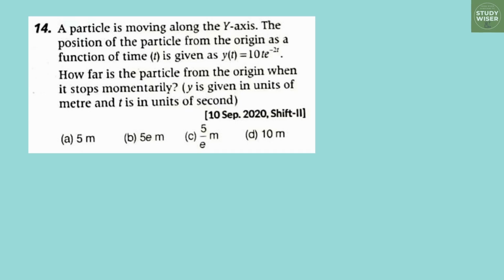Now 14th question వచ్చేసి a particle is moving along y-axis. The position of the particle from the origin as a function of time t is given as y of t is equals to 10 into t into e power minus 2t. How far is the particle from the origin when it stops momentarily? Stops and velocity when velocity is equal to 0.